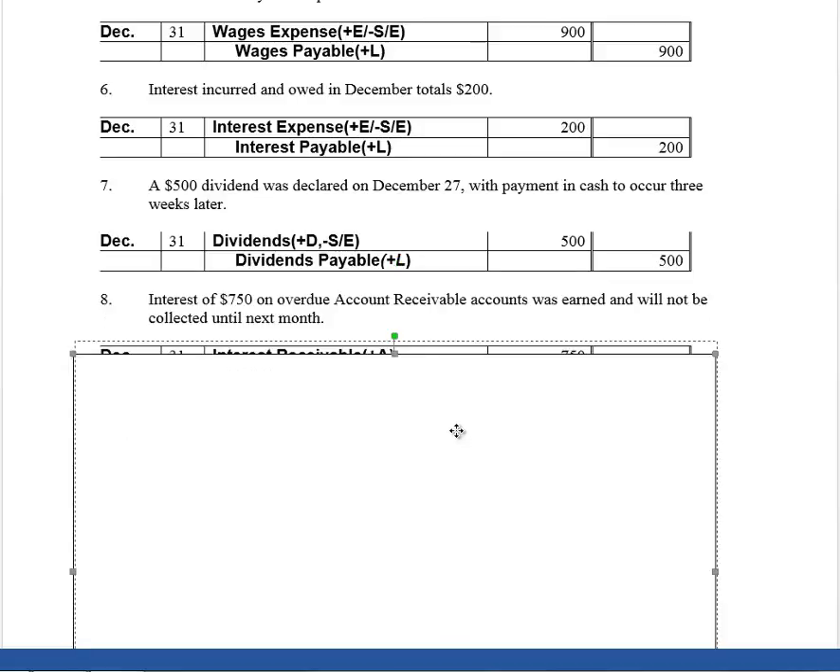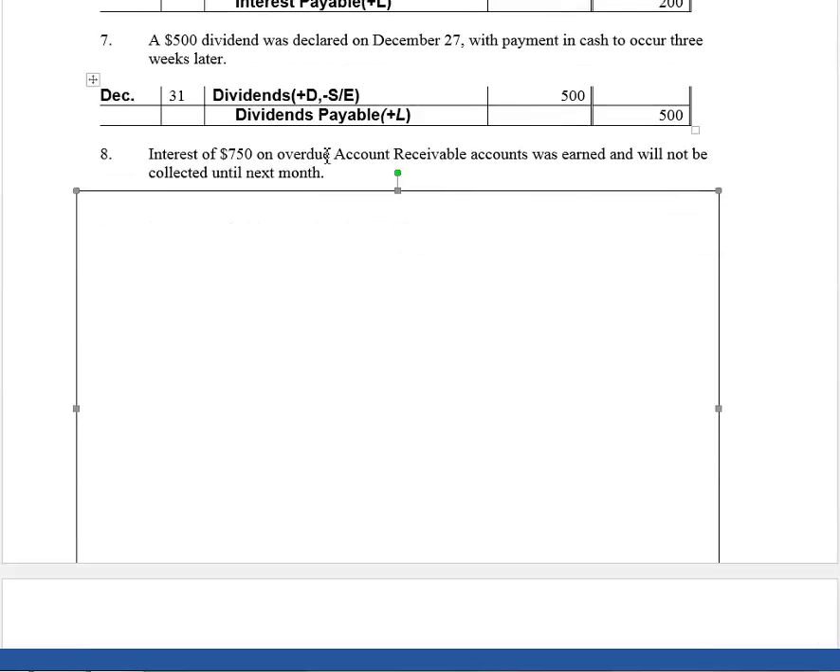Now, we also have another adjustment. It says we've got some customers for which we have accounts receivable on, but they haven't paid us yet. Their accounts are past due. And we've earned interest on those overdue accounts receivable of $750. But we aren't going to be able to collect that $750. We don't collect it until next month. This is just what we've calculated at the end of December as the interest on accounts that customers haven't paid. So that's the interest on those overdue accounts.